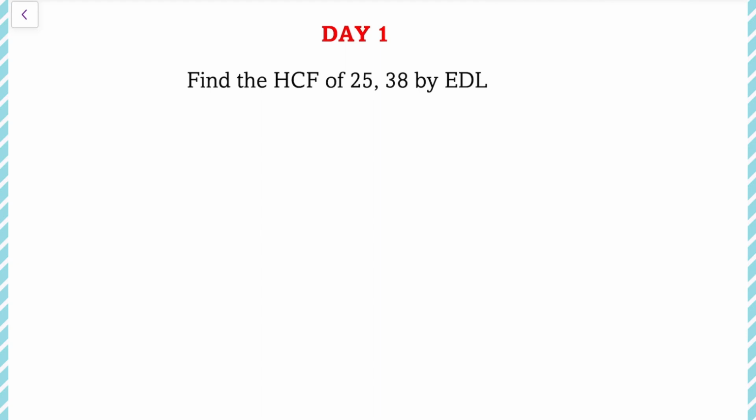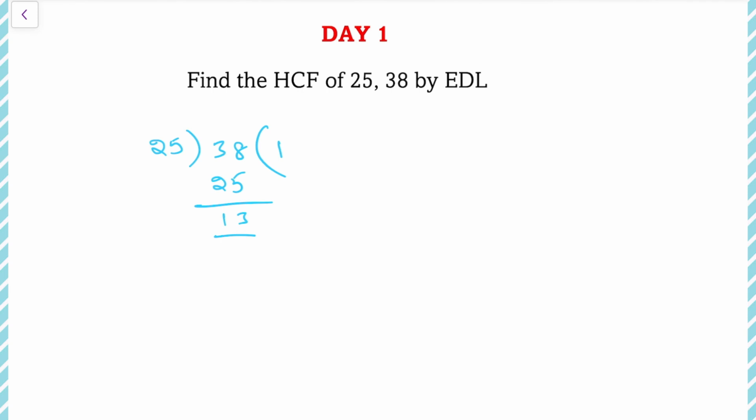Find the HCF of 25, 38 by EDL, short form of Euclid's division lemma, or sometimes it is also mentioned as Euclid's division. So first let us do normal division for the numbers 25 and 38. 25 ones are 25. Doing subtraction, 8 minus 5, 3, 3 minus 2, 1, 13.